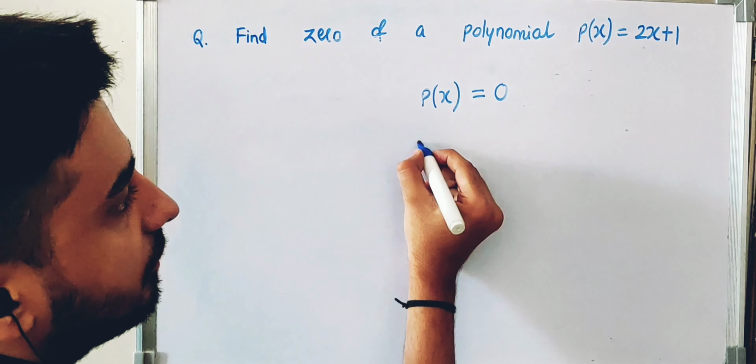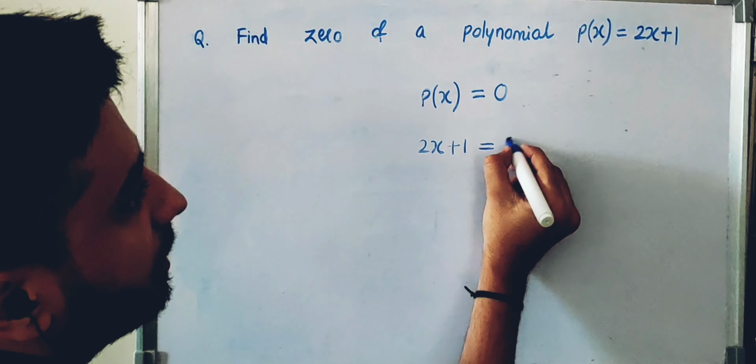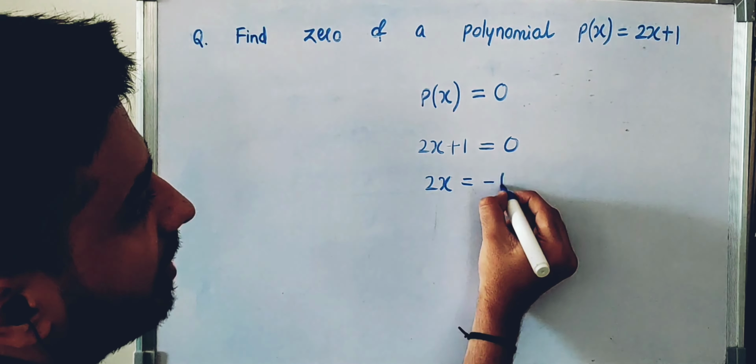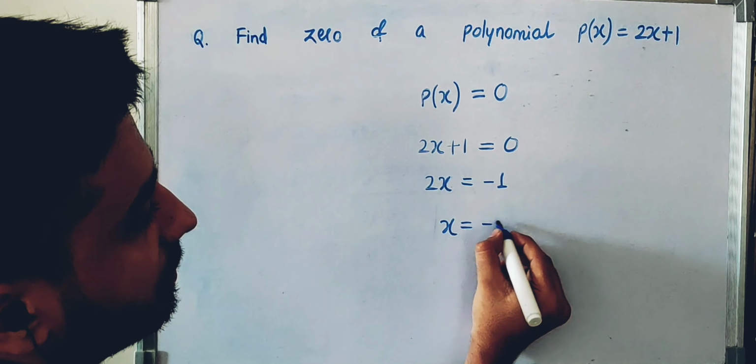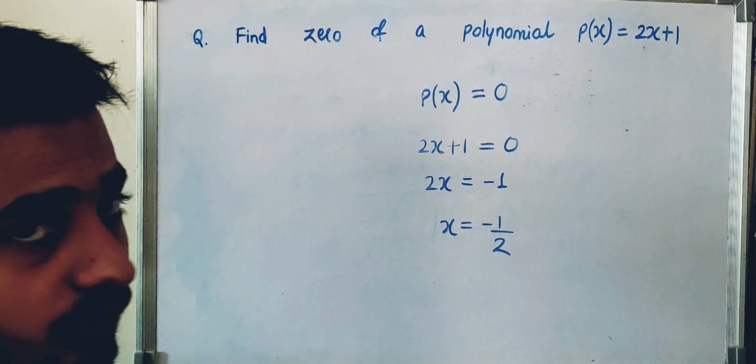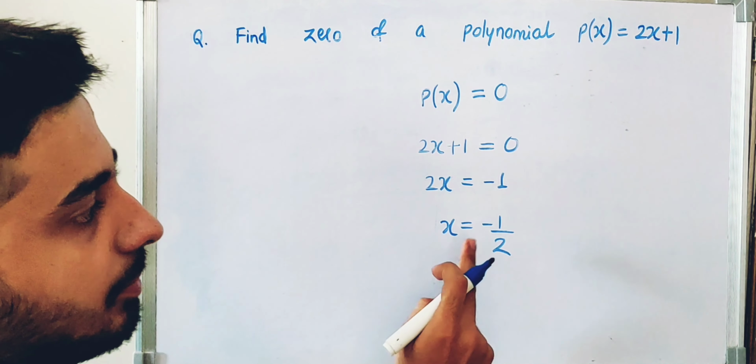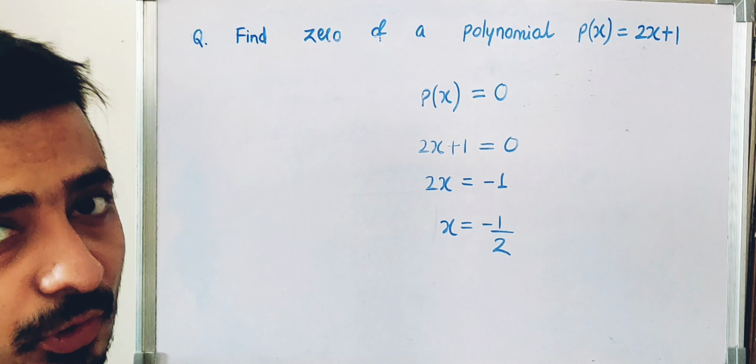So what is p of x? 2x plus 1 equals 0. 2x plus 1 equals 0. So 2x equals, 1 will go to the right hand side and it will become -1. So what is the value of x? -1 by 2. So what is the zero of this polynomial? -1 by 2 is the zero of this polynomial.